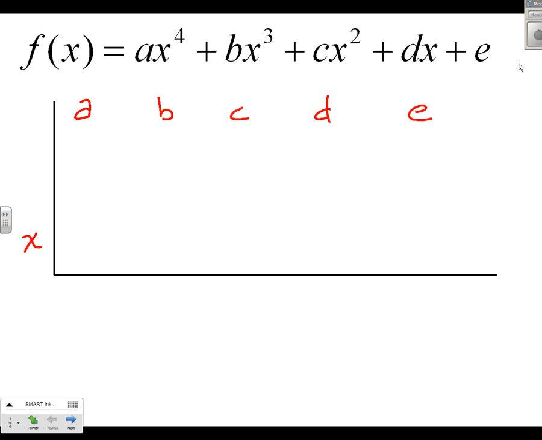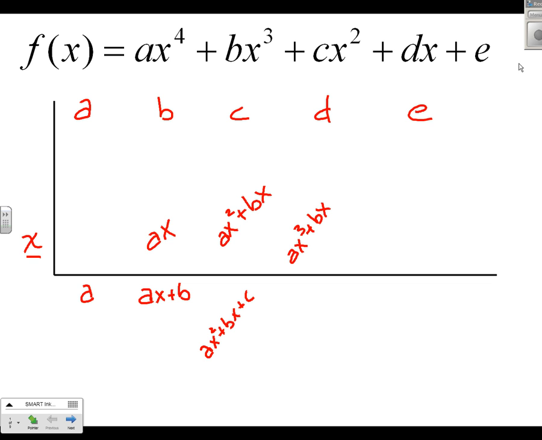So we know we would bring the A down, multiply it by X, add B to that, multiply that result by X, and I'm going to distribute through the X, so I get AX squared plus BX. To that, we're supposed to add C. So we get AX squared plus BX plus C. We multiply that by X. I'm going to distribute through again, and I get AX to the third plus BX squared plus CX.